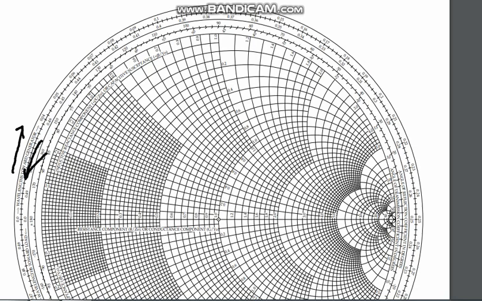So if any mathematics says something like 0.5 lambda from the minima shift or from the maxima shift, you have to calculate it from these scales. If it is from load, that will be the lower scale. If it is from generator, that will be the upper scale. You have to read the problem clearly, then proceed.